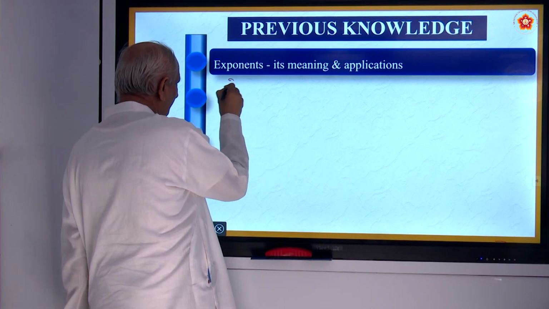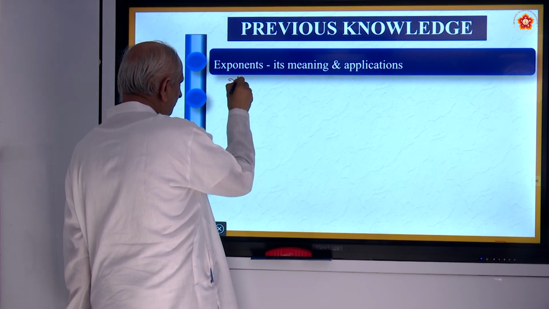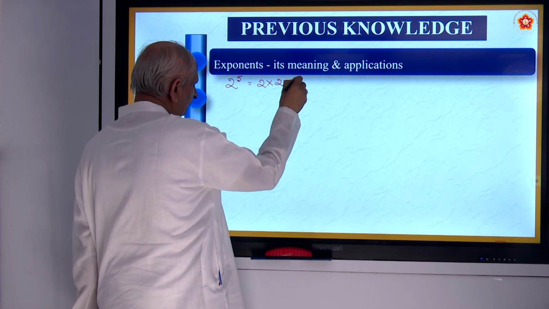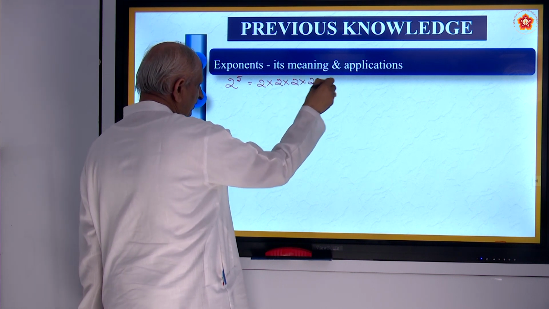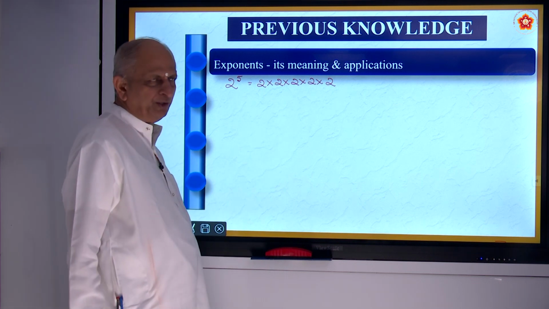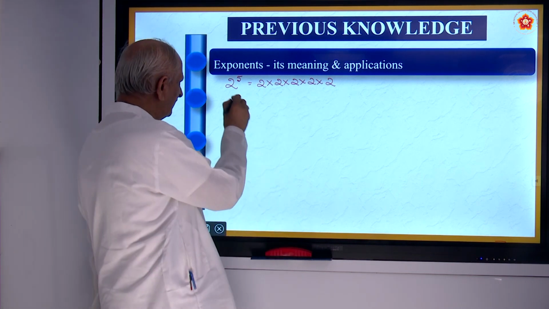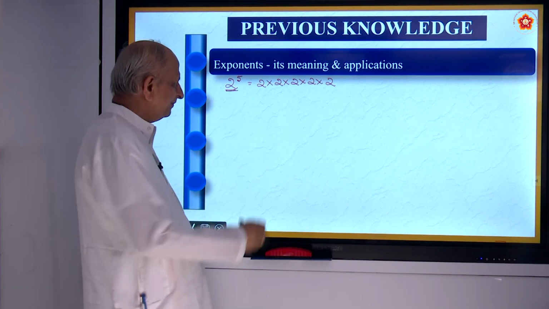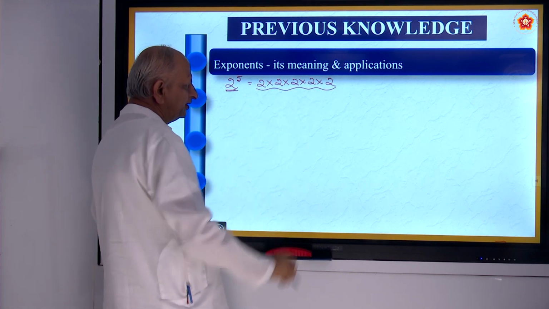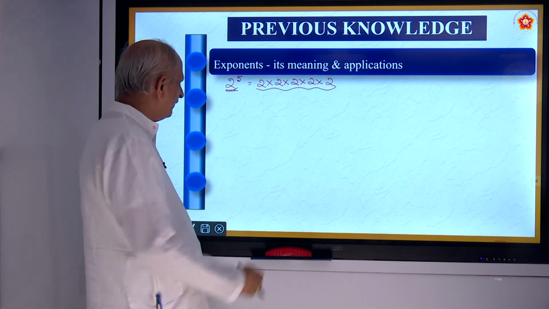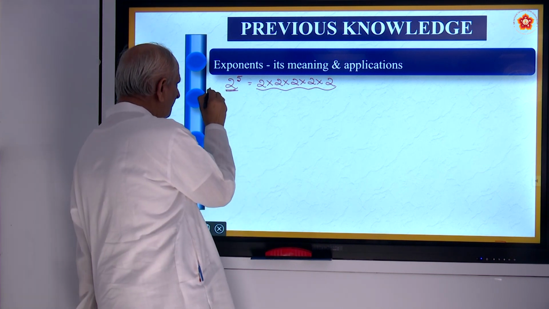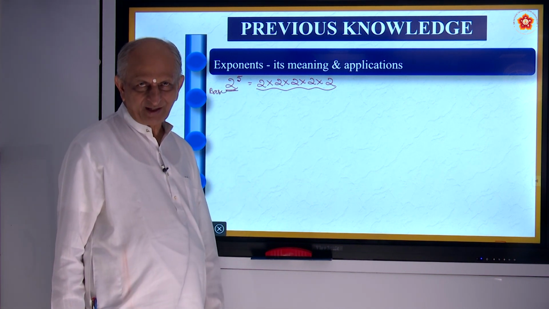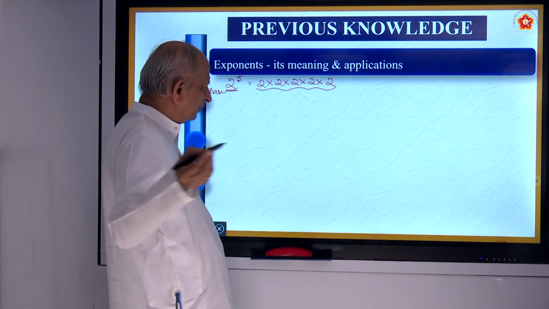Raising a given number into powers. Suppose you have 2 to the power of 5. So 2 into 2 into 2 into 2 into 2. This product of 2 in 5 terms is briefly written as 2 to the power of 5. So this is a brief form of this product. So what is this 2 called? It is called base. What is this 5 called? Exponent or power.